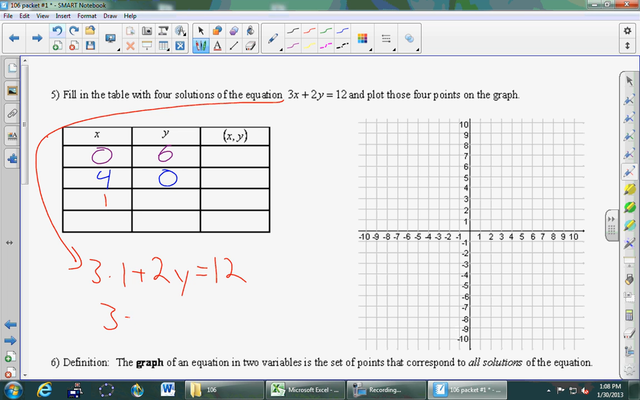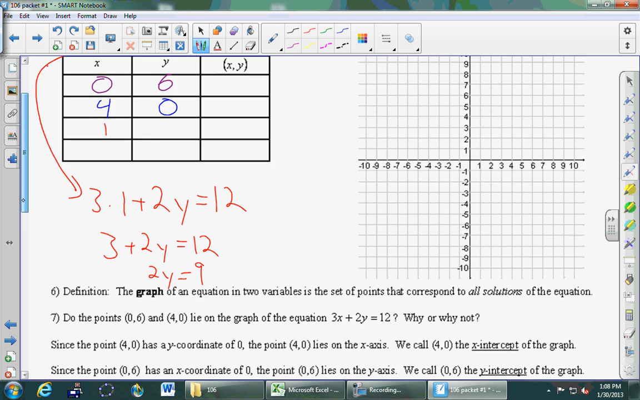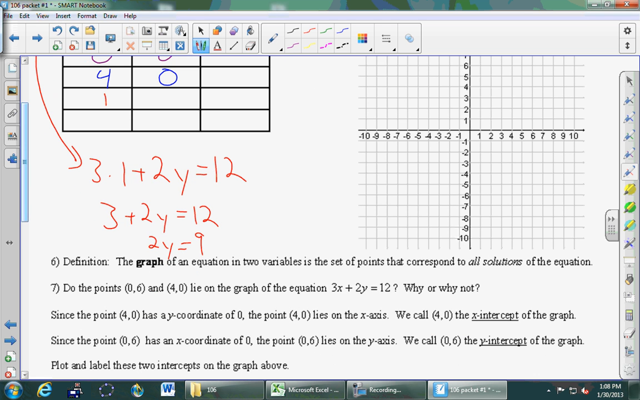So 3 times 1 is 3. And then how do we move the 3 over to the other side? Subtract it. So then we get 2y is 9. And then to solve for y, divide by 2. And oh well, we got a fraction. It's okay. y is equal to 9 halves. Or if you prefer decimals, which a lot of people do, 4.5. Any question on that number?